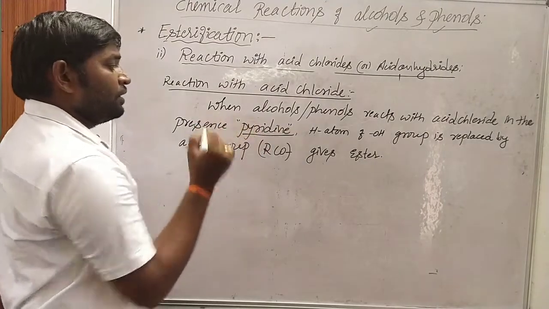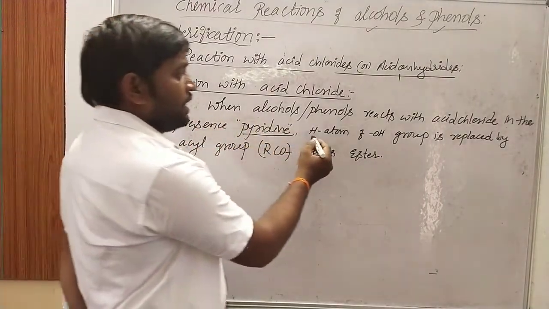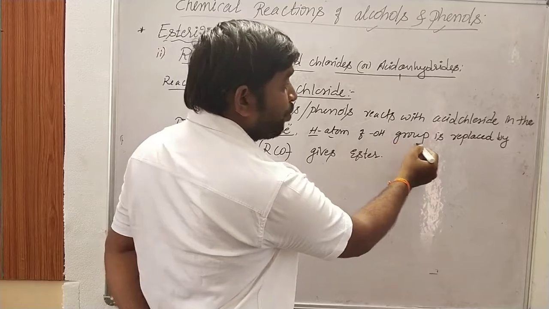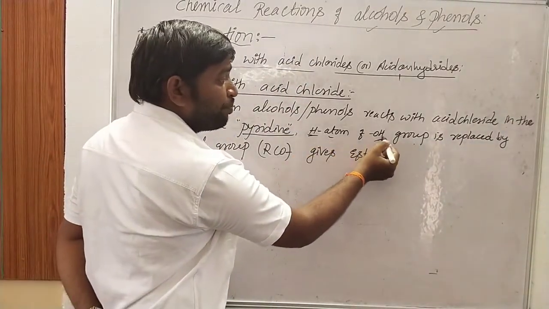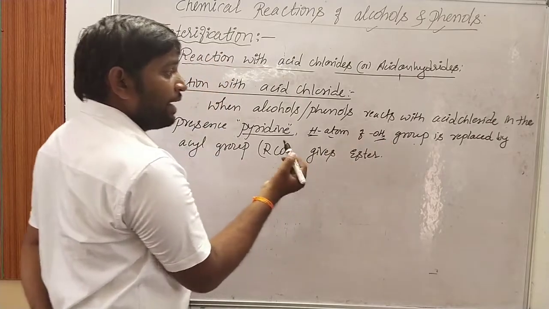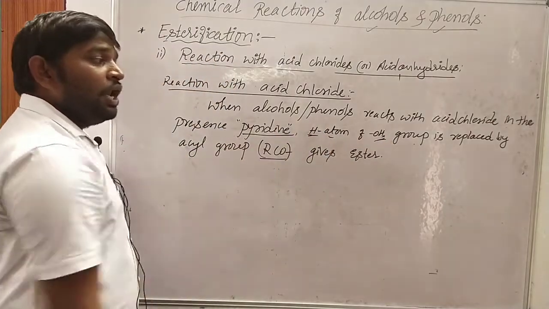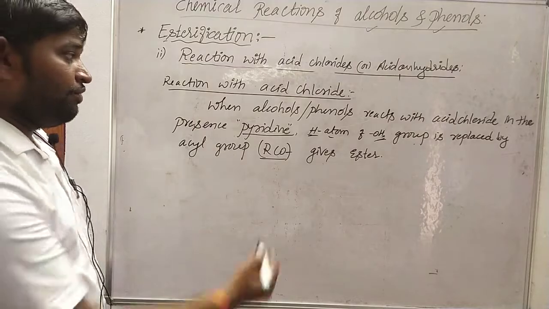So now, when alcohols or phenols react with acid chloride in the presence of pyridine, this is very important: the hydrogen atom of the OH group is replaced by what? The acyl group, and that leads to the formation of esters.